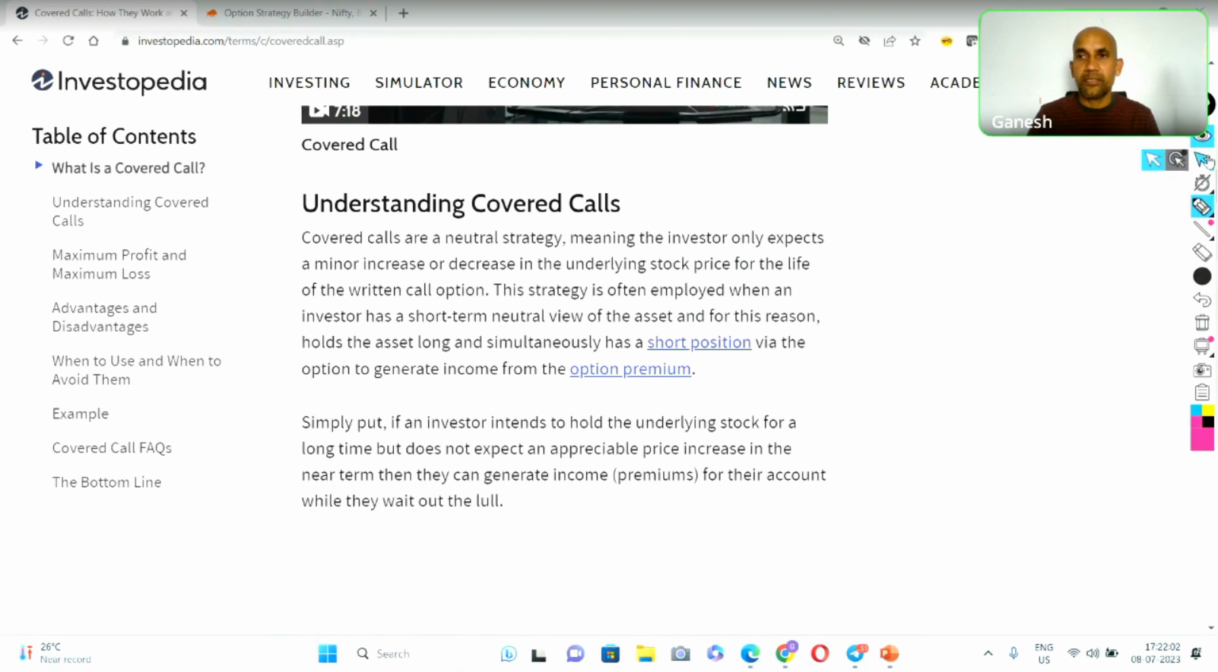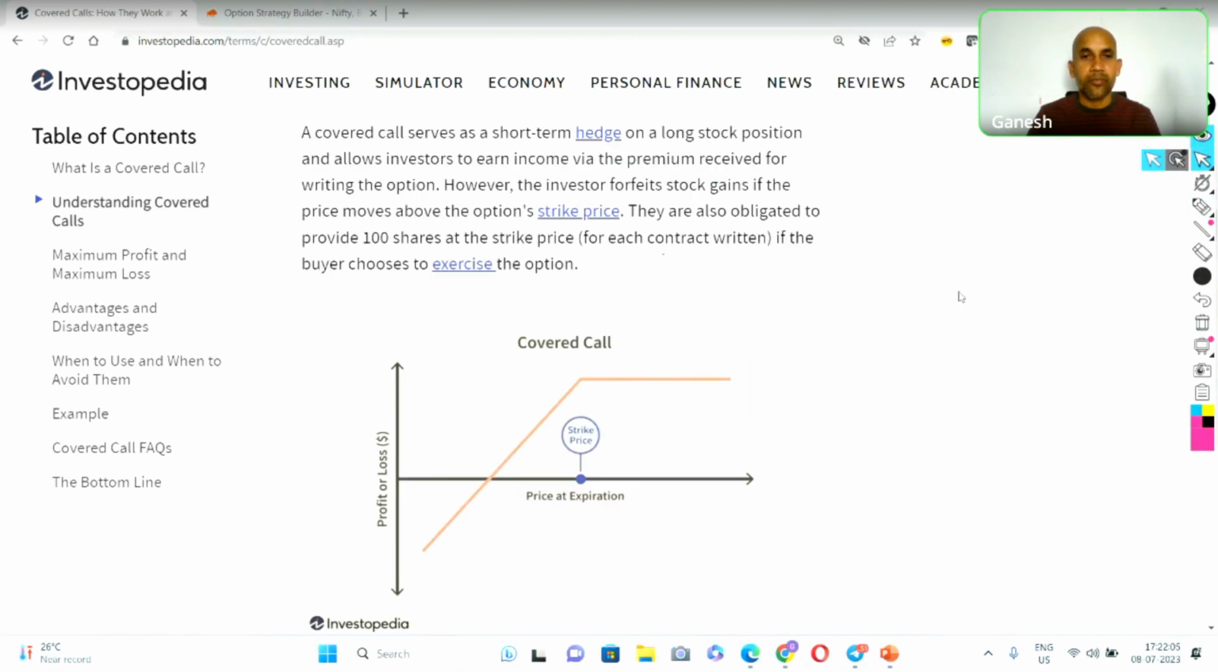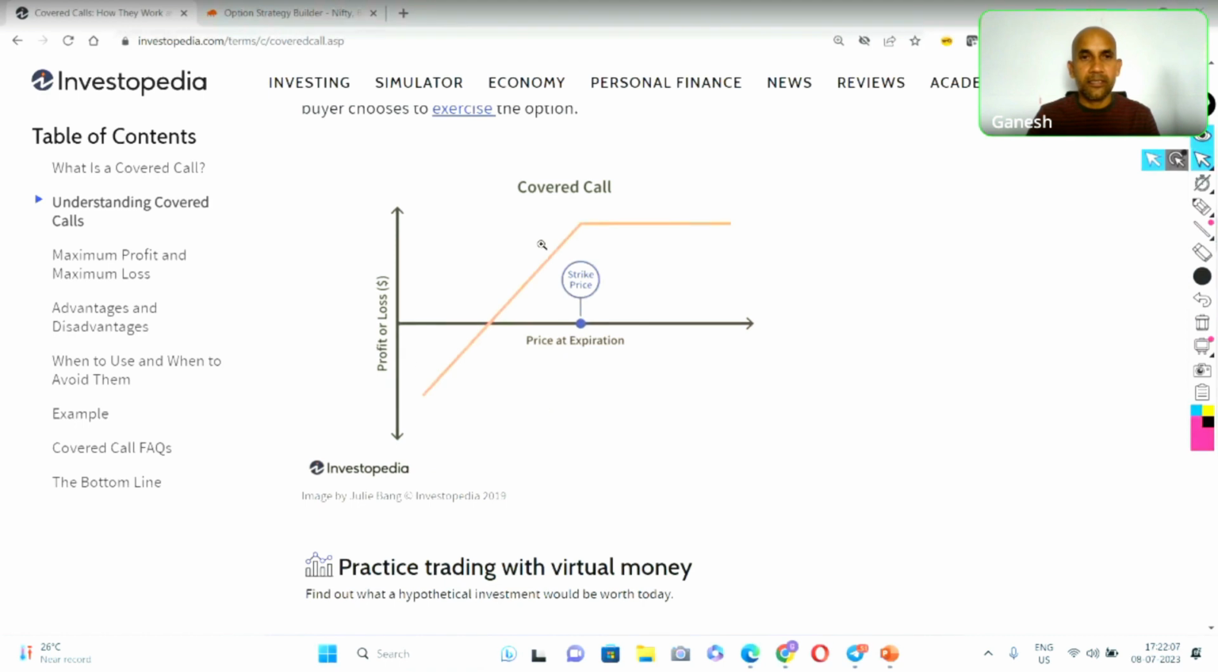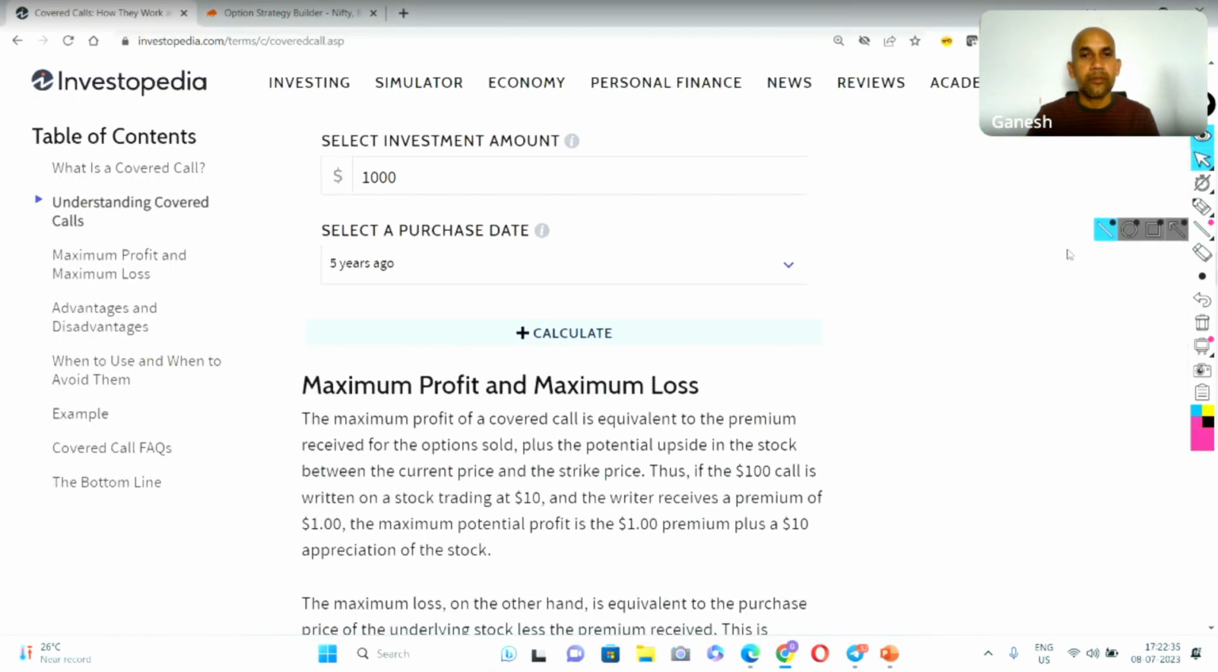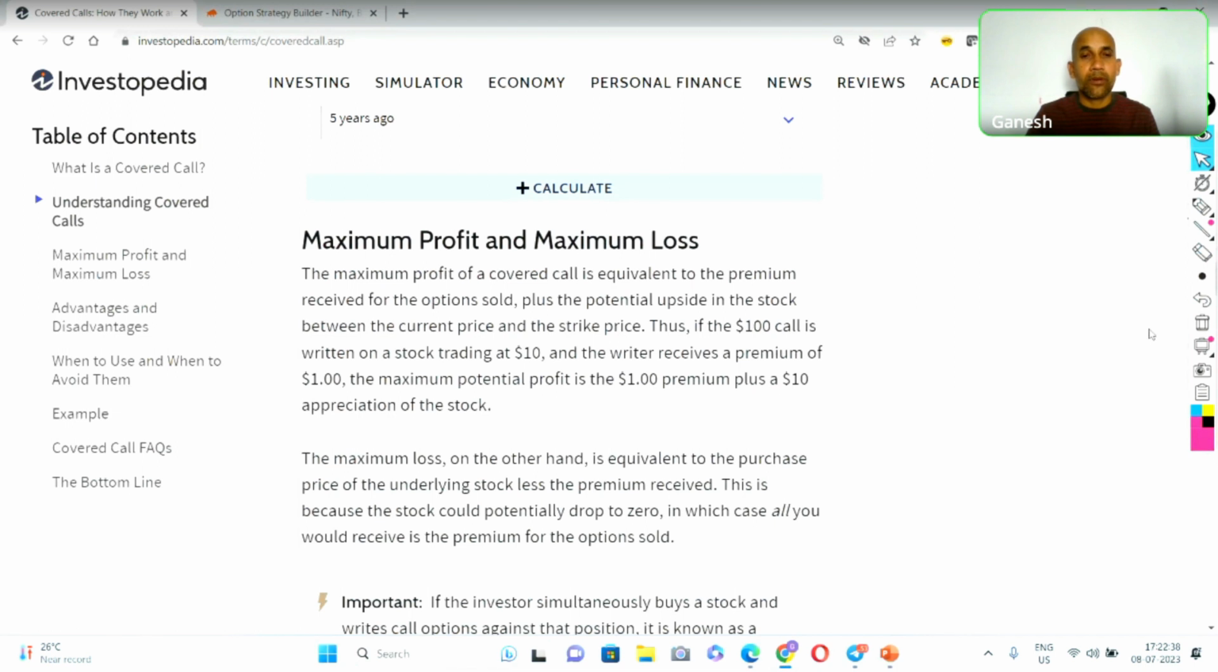So let's understand what Investopedia says. This looks like the payoff graph. We know that this is the underlying stock, and this is the payoff. At one point of time, profit is arrested and locked. We do not get any more profit on that. We'll see why.